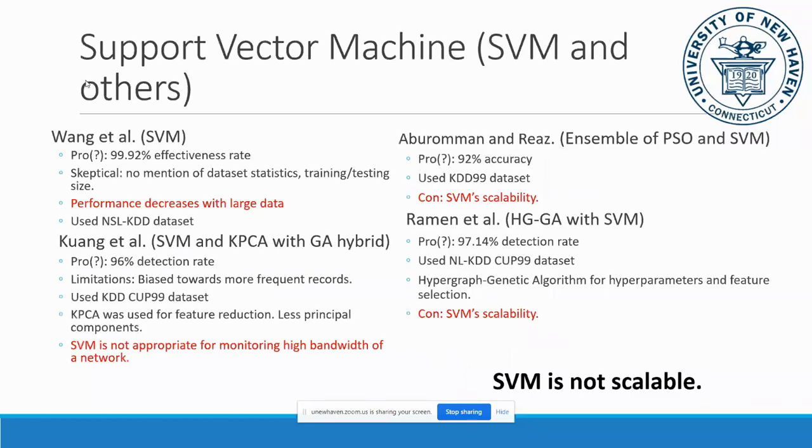The first machine learning model they looked at was the support vector machine. They had a boatload of references to other papers that they looked at. If we skim over these papers, you can see that the effectiveness, or the accuracies or detection rates that they list, are pretty high. But you can see in red one of the caveats with the SVM model: it performs worse on larger data versus smaller data.